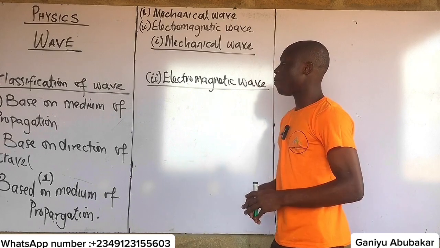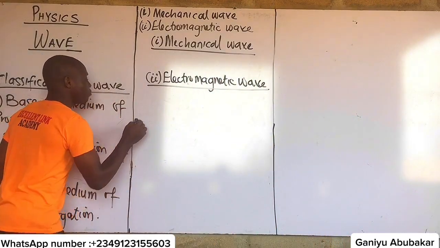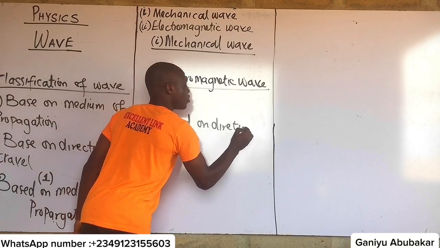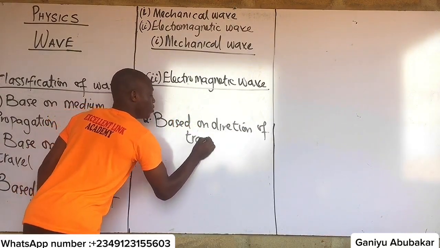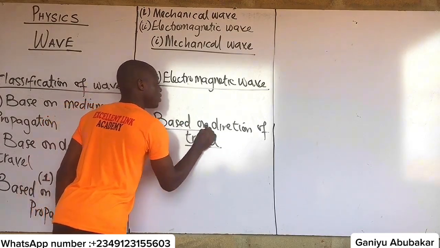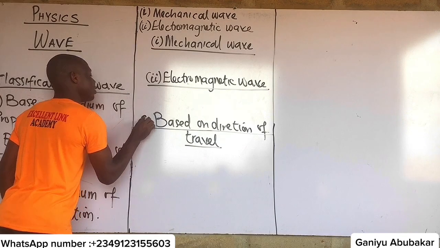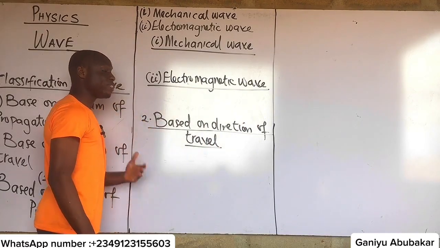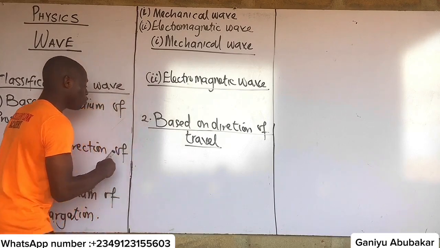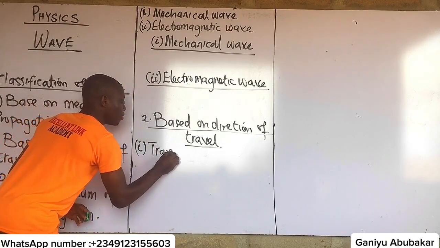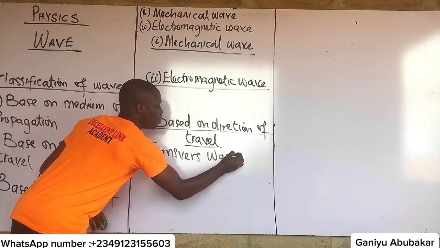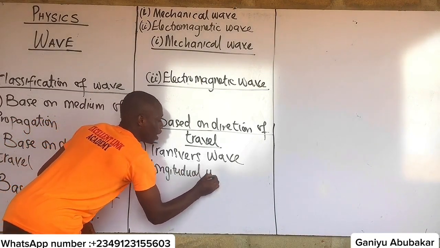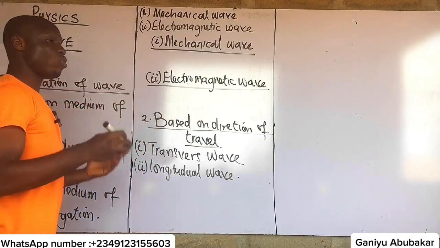Let's discuss the second type of classification of wave, known as based on direction of travel. When it comes to based on direction of travel, there are about two types of wave here too. The first one is called transverse wave. The second one is called longitudinal wave. Let's discuss these two types of wave one after the other.